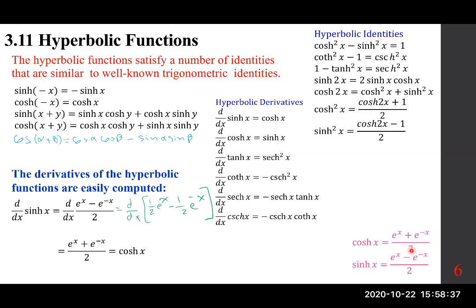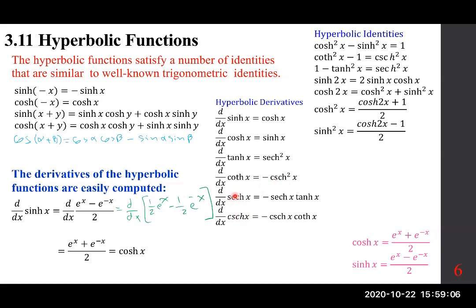Use the right side here and prove it. You can easily come up with the answer. The rest are similar. The derivative of tangent was secant squared. Now the derivative of hyperbolic tangent is hyperbolic secant squared x. For cotangent it was negative cosecant squared. It works almost the same.